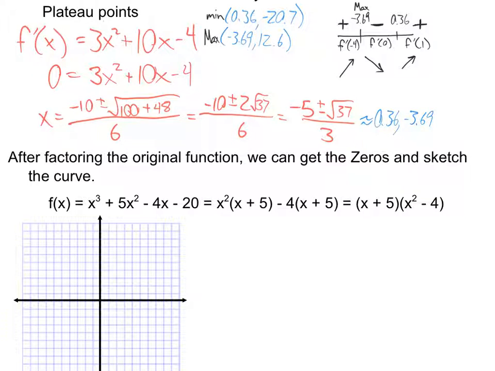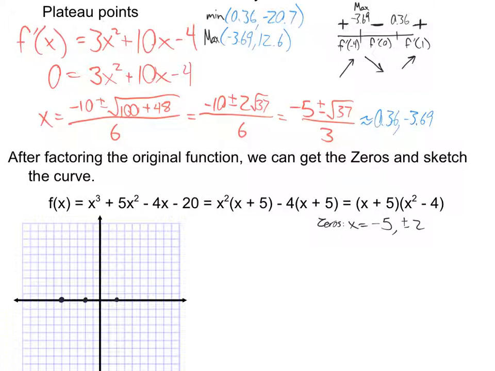We can factor the original function. As you can see here, I went through the factoring by grouping. And when we factor the original function, we can get the zeros. We know the zeros of this function are going to be at x equals negative 5, and also plus or minus 2. So as we look at that, we can plot negative 2, positive 2, and negative 5.